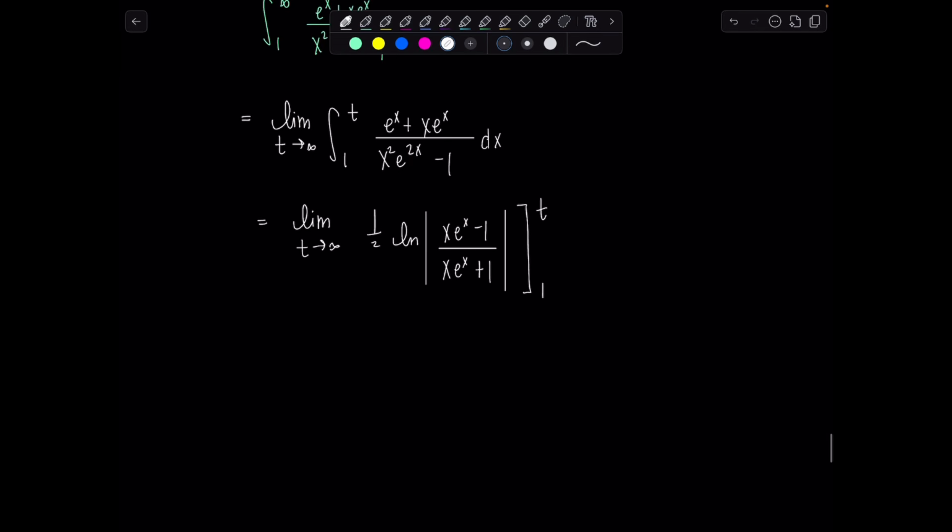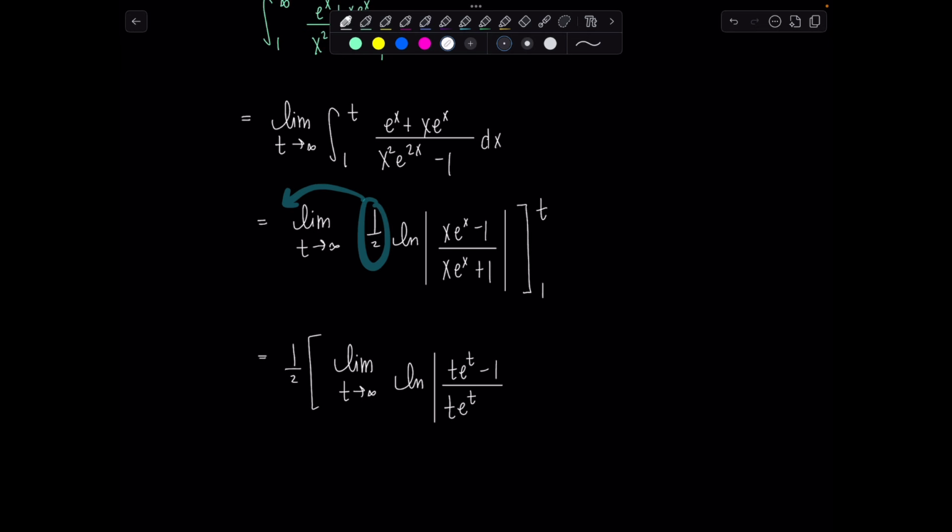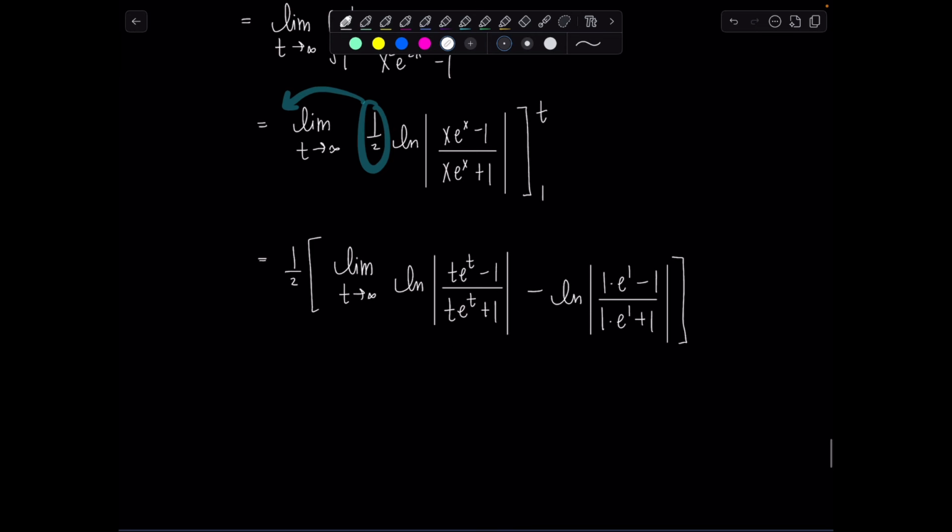Beautiful. Let's take this 1/2 all the way out so it does not bother us while we're trying to focus on evaluating this limit. 1/2 times the limit, t approaches infinity, natural log, absolute value, t e to the t minus 1 over t e to the t plus 1, minus natural log. If I substitute in 1 for x now, I'll have 1 times e to the first minus 1 over 1 times e to the first plus 1. Okay, beautiful.